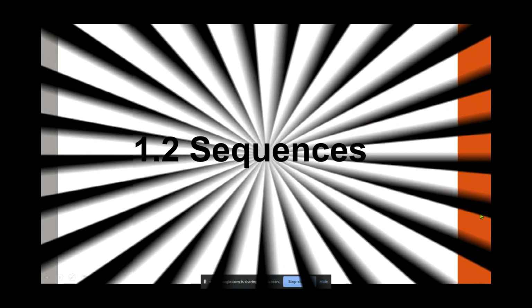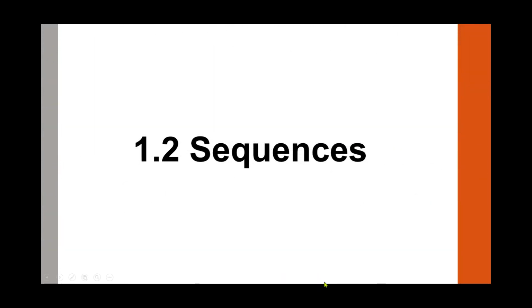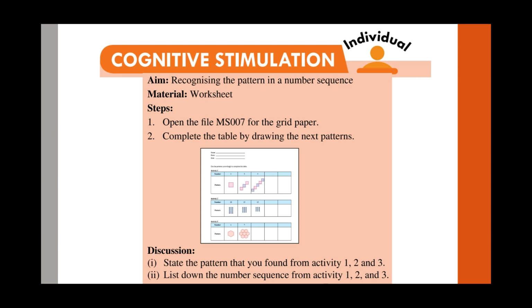Today we carry on with sequences. So what are you going to learn in this sequence? First, you need to recognize the pattern in a number sequence. This is the cognitive stimulation from your textbook. They asked you to state the pattern that you found from activity 1, 2, 3.